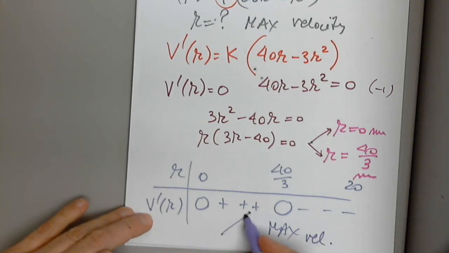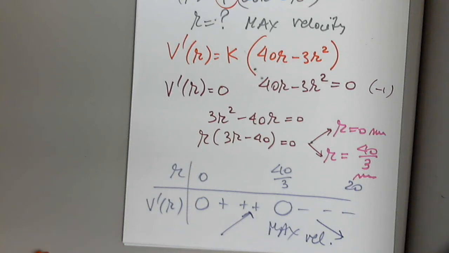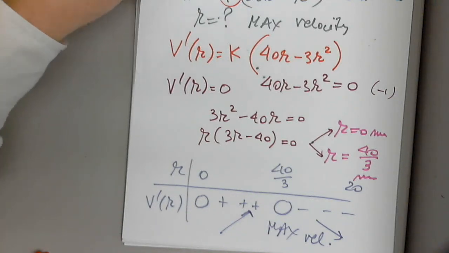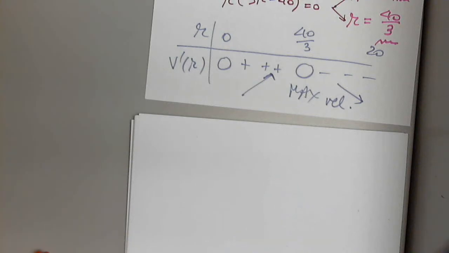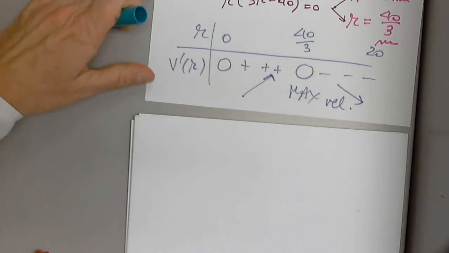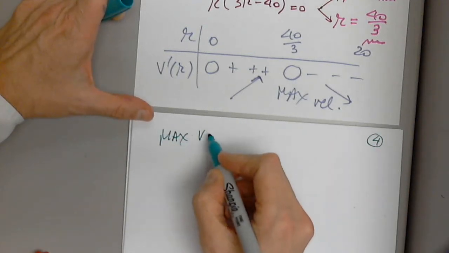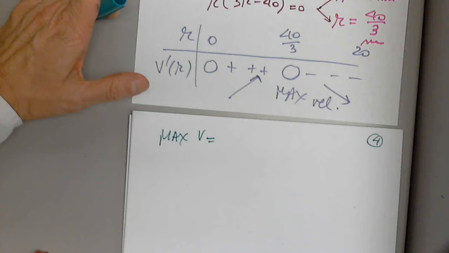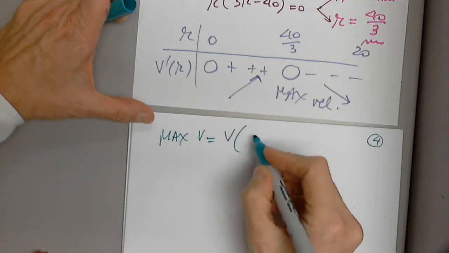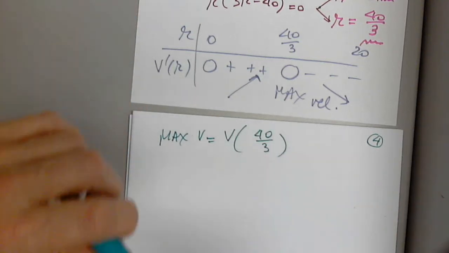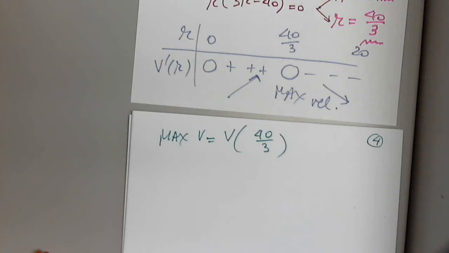The function is increasing and then decreasing. The first derivative is positive, and then it's 0 at the peak, and negative. Now, if I want to determine the velocity, that is the maximum velocity, what do I need to do? I want to find the maximum velocity. So you plug that in. Of course, v of 40 over 3. However, I can determine it.